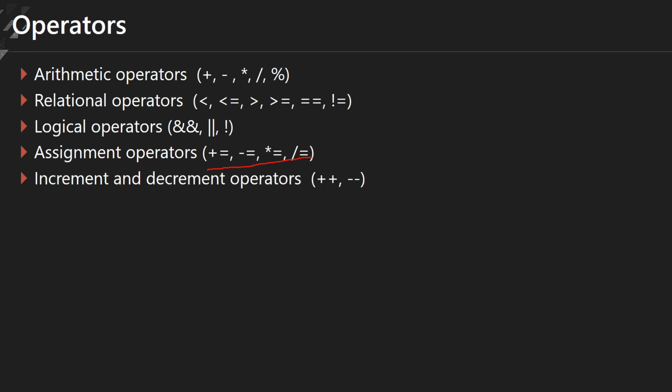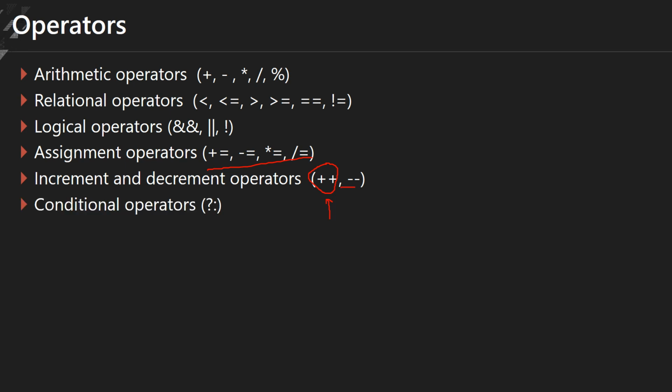Another category is increment and decrement operators. There are two operators: whenever you want to increment the given value by one, you have to go with double plus, and whenever you want to decrement the given value by one, we have to use minus minus.